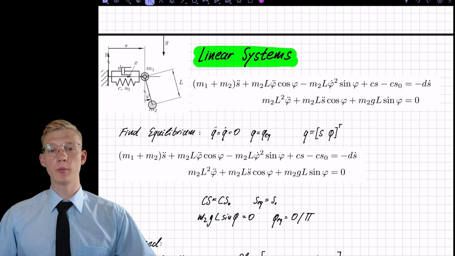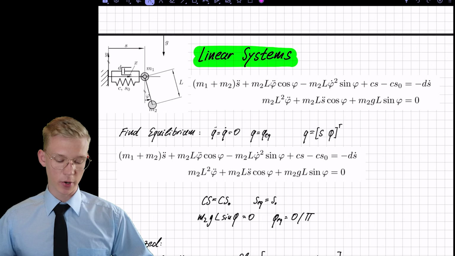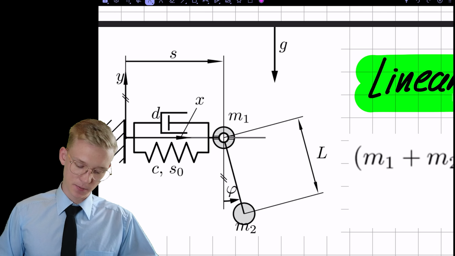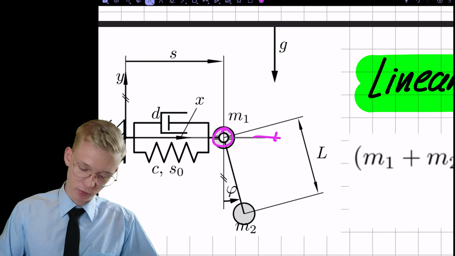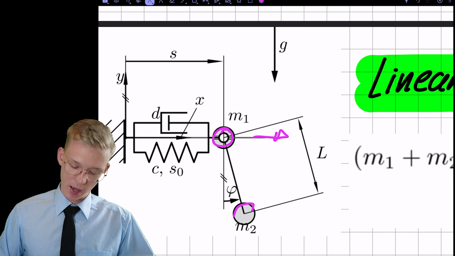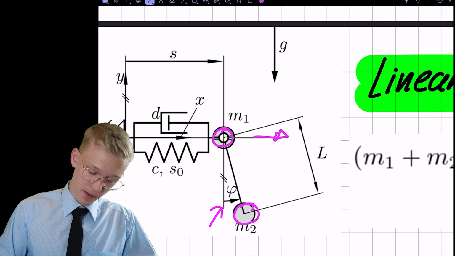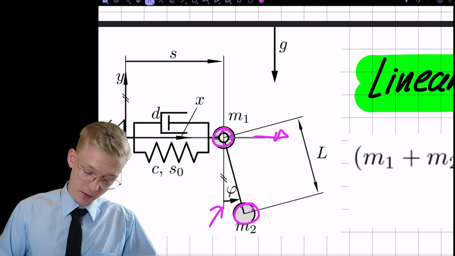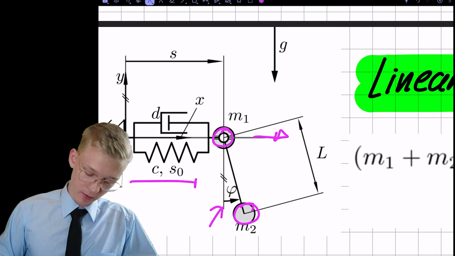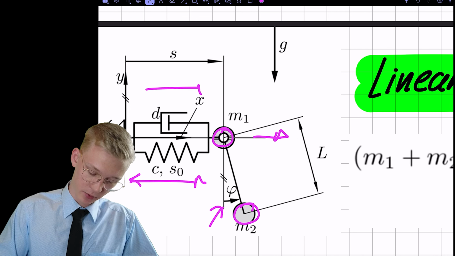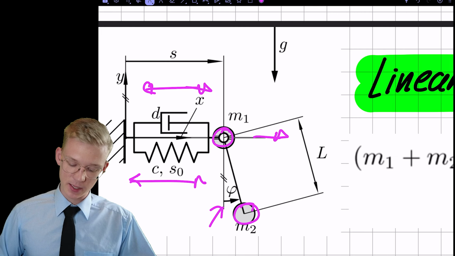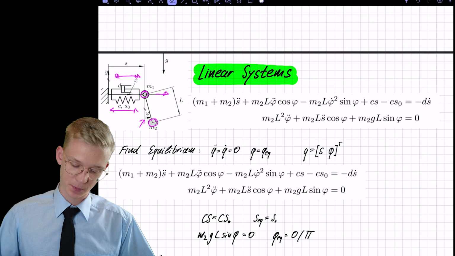In this video, we will be again looking at a small exercise where we want to find out the equilibrium position and linearize this system. So let's jump right in. We have a system with a mass that is able to move along this direction. We have a second mass attached. We have the angle phi, and we have a spring and a damper. So we already see that this is a non-conservative system.